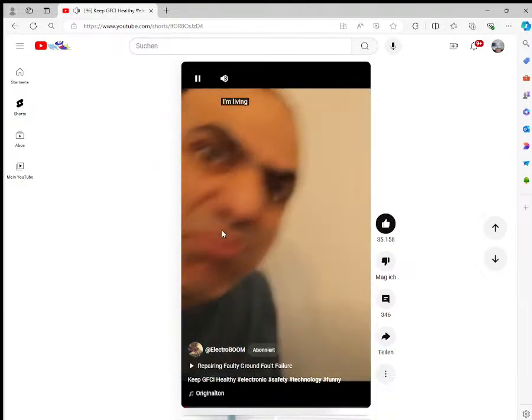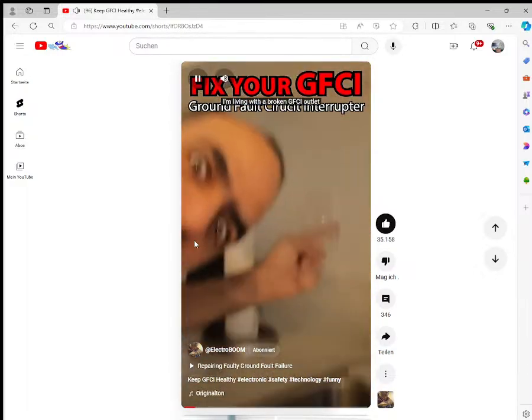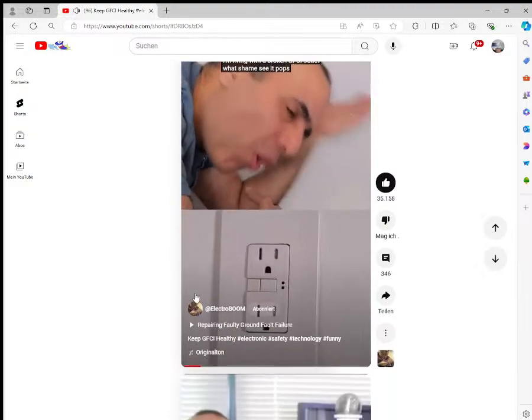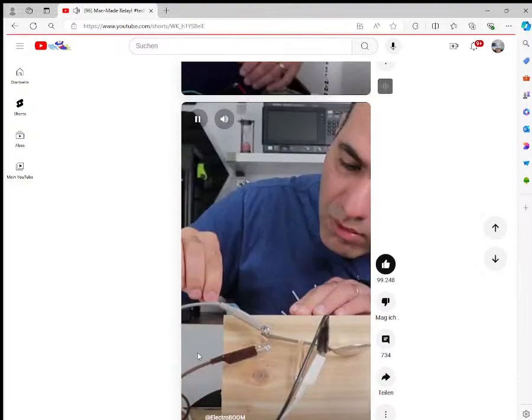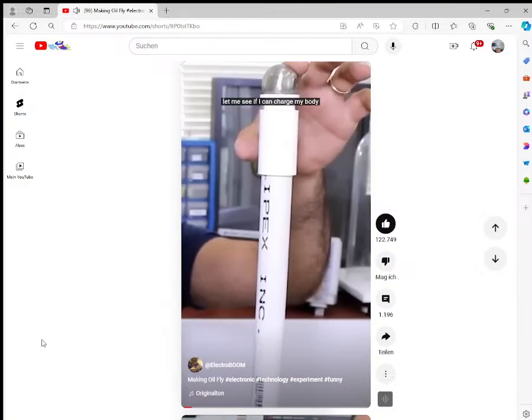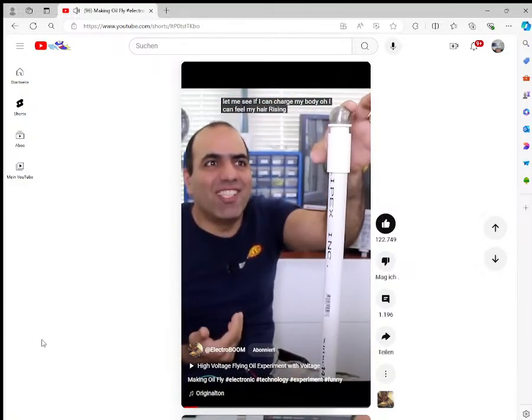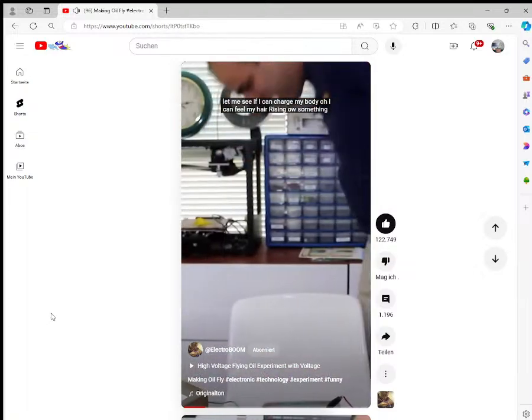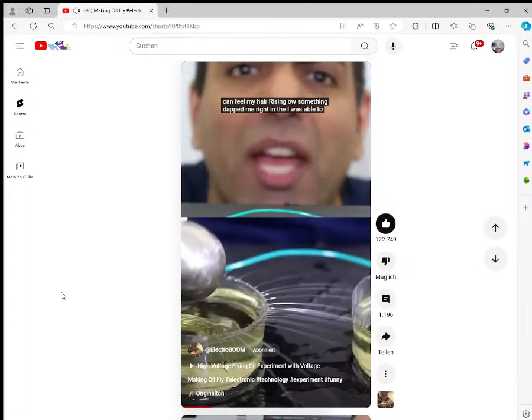I'm living with a broken GFCI outlet. What shame! See, it pops open. Let me see if I can charge my body. Oh, I can feel my hair rising. Ow! Something zapped me right in the ass. I was able to make the oil fly.